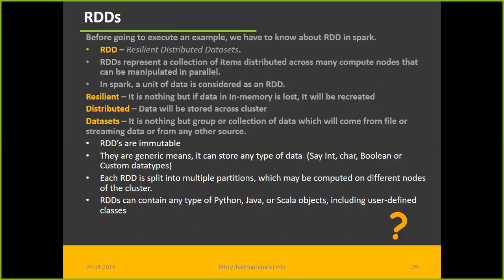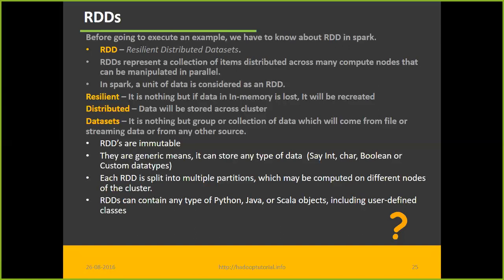Resilient is somewhat okay, like recovering your lost data. Distributed means spreading your data whenever you load a file. So instead of loading that file into one machine, that file will get distributed into multiple worker nodes. Dataset is nothing but a collection of data.